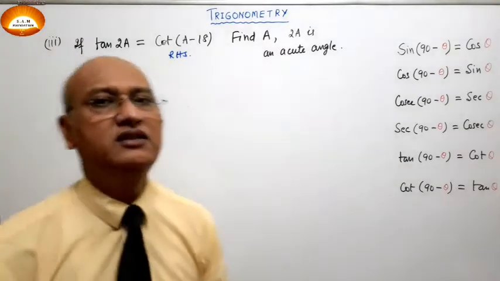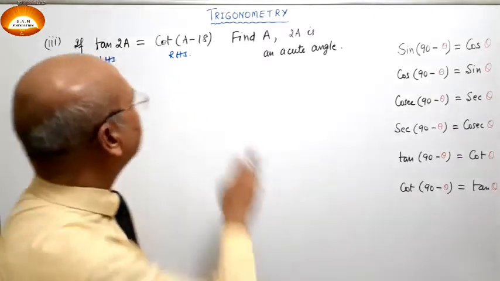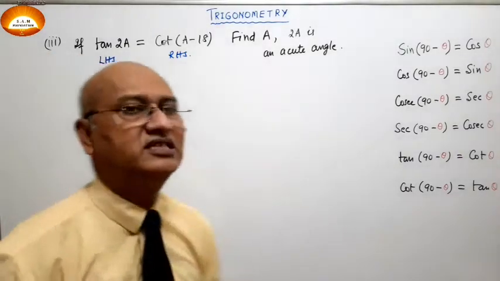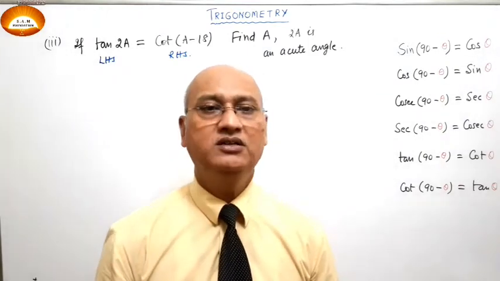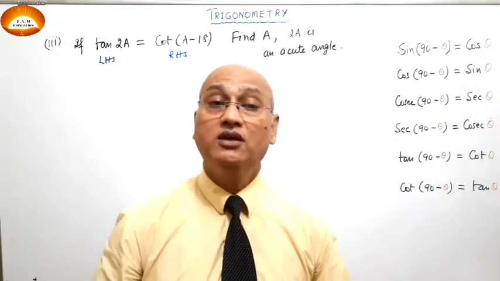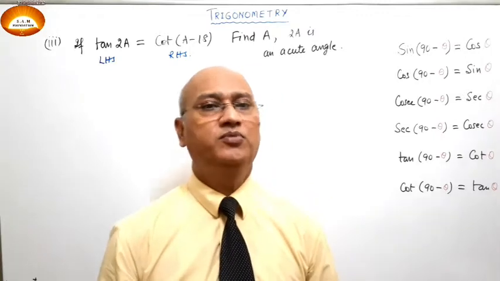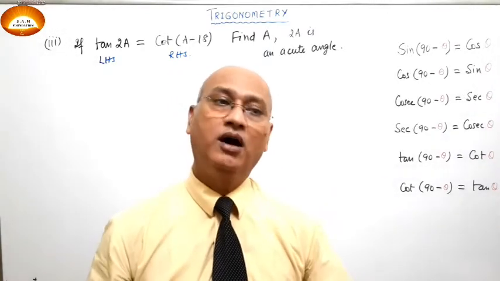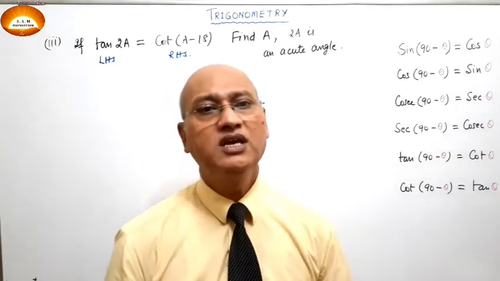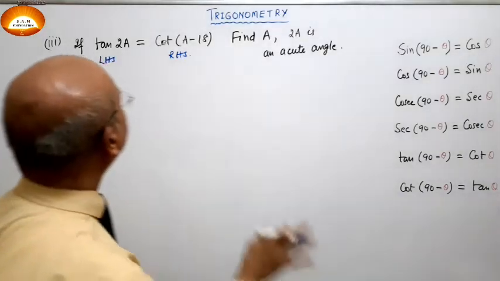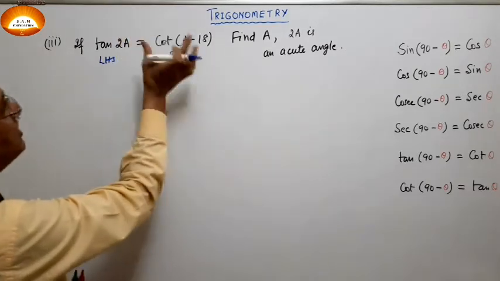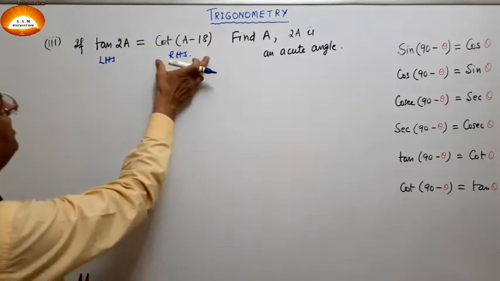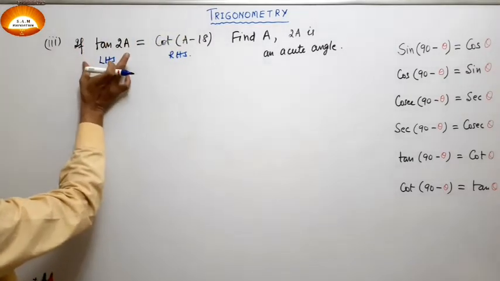What you have to see in these types of questions is that both sides should have the same trigonometric ratios. If they have different trigonometric ratios, then you cannot solve this question. So your first step should be to make both the trigonometric ratios the same. Now how are we going to make it? See, here it is tan and here it is cot.